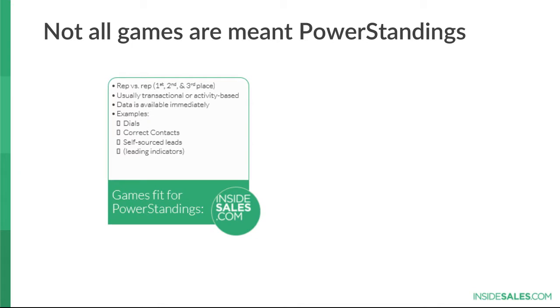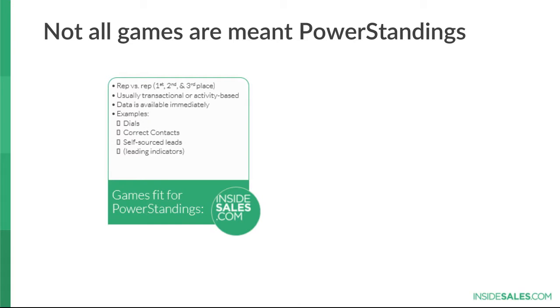Any of your KPIs can and should be added to the leaderboard for everybody to see, to increase visibility. But you may or may not want to run a challenge with Powerstandings. Here is a list of things to look at. These are good KPIs to run a challenge with in Powerstandings: dials, correct contacts, Salesforce leads. These are leading indicators that, when they're done, the data is available in the CRM immediately, and it can fire off in the leaderboard immediately.